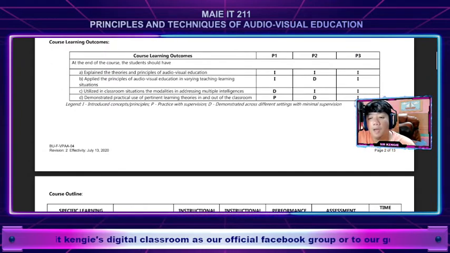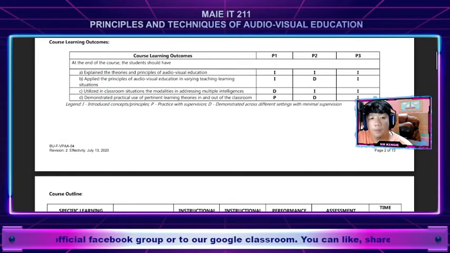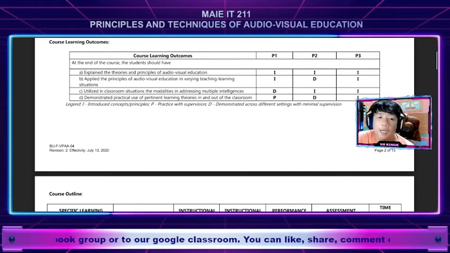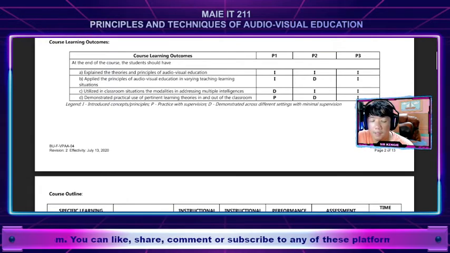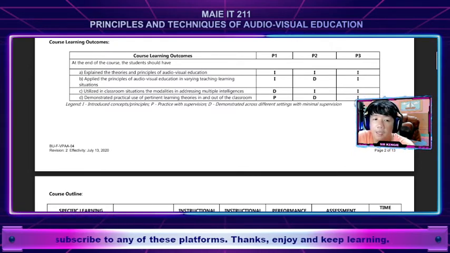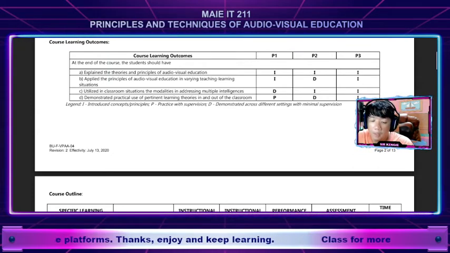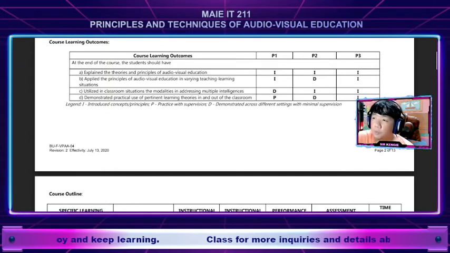Aside from that, you will apply the principles of audiovisual education in varying teaching and learning situations. Based on the principles that you've learned about audiovisual education, we'll be having an activity, let's say a reflection or a research. I will be asking you to do research about how students learn using this kind of tools or digital tools.